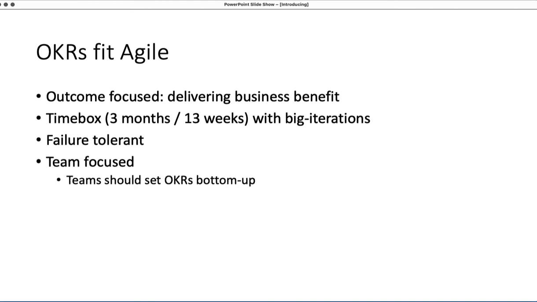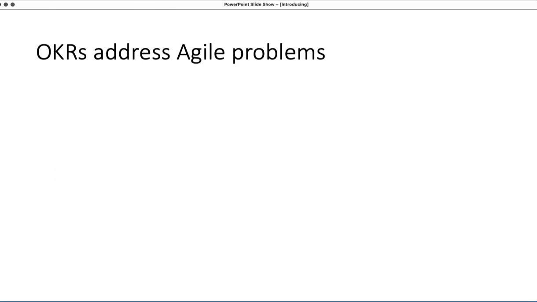Both OKRs and Agile are team focused, and OKRs need to be set bottom up. They shouldn't be handed down from above. They should be set by the team and pushed upwards. Both OKRs and Agile work best when they establish priorities. There's clear priorities and the team know what they need to be doing and they've agreed it.